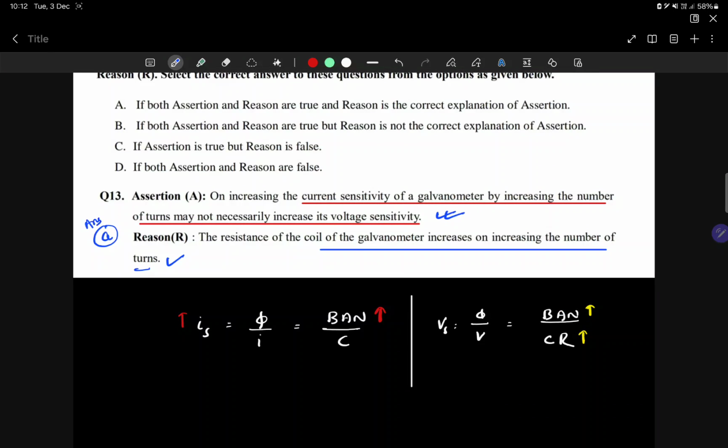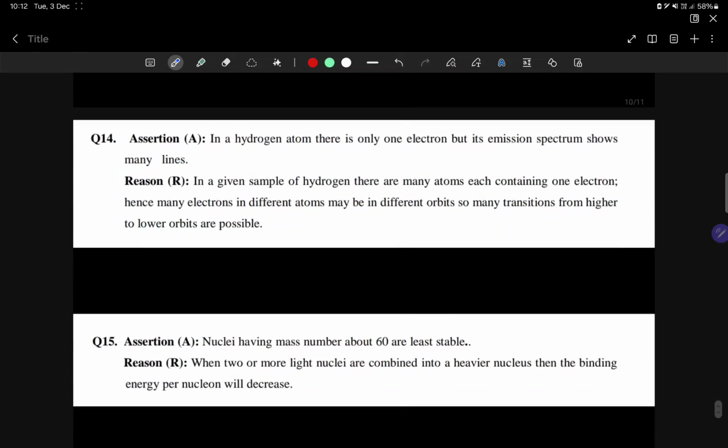Yes, both A and R are true, and R is the correct explanation of A. Then question number 14. In a hydrogen atom, there is only one electron, but its emission spectrum shows many lines.